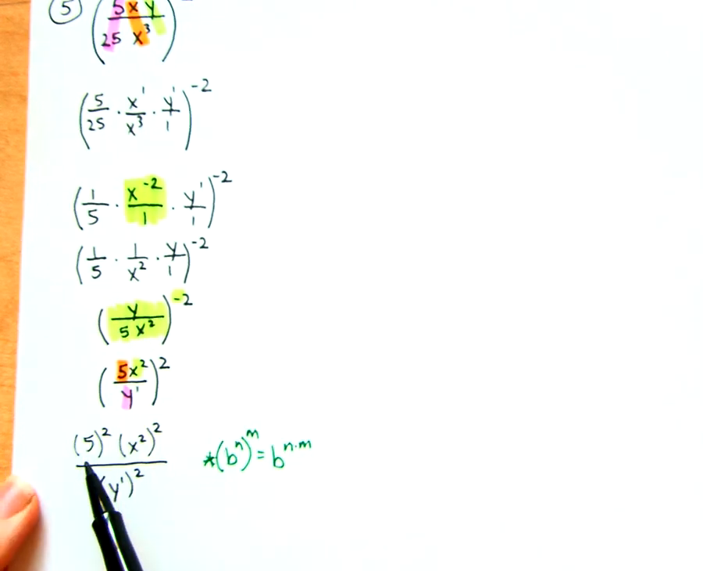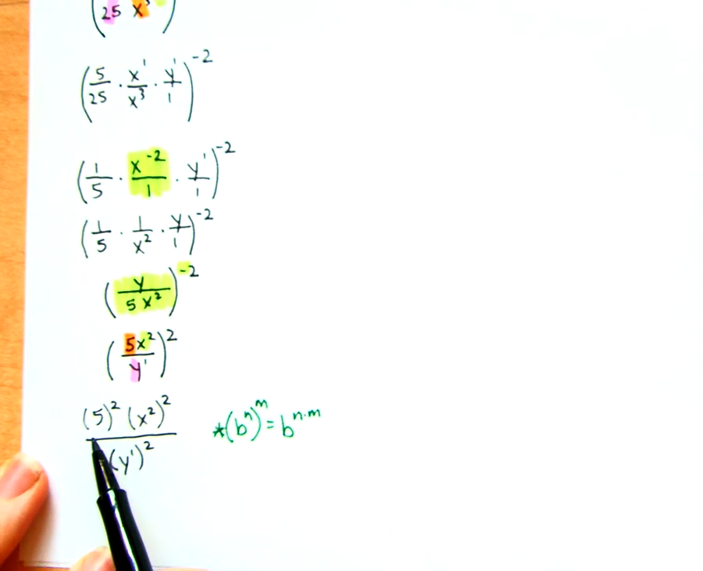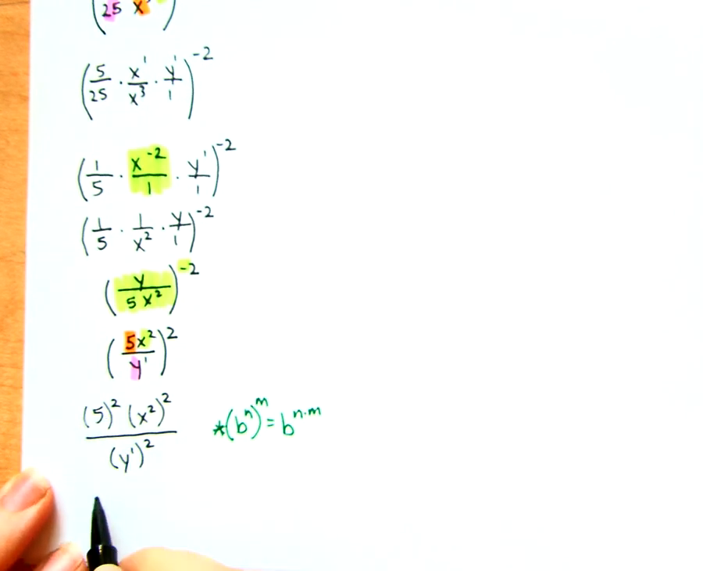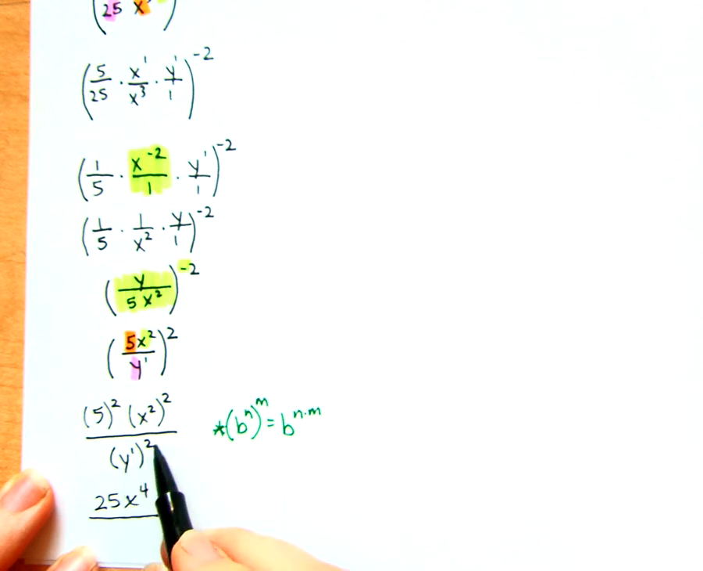Now, of course, with coefficients, I just square like normal. So 5 squared is 5 times 5, which is 25. X squared squared, that's 2 times 2, which is 4. So that'll be x to the 4th, over y to the first squared, which would be 1 times 2, or just 2. And there's my final answer.